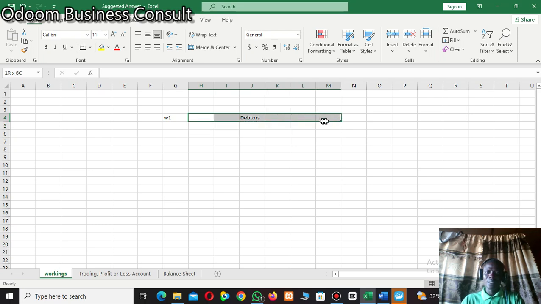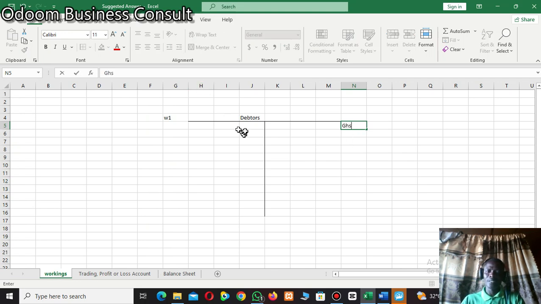So we have it like that. I open my debtors account. We have to indicate the currency sign. My currency sign is Ghana cedis. It's very necessary. If you don't do that, you lose some marks in the examination. Here we have the balance brought forward from the trial balance. The amount is how much?